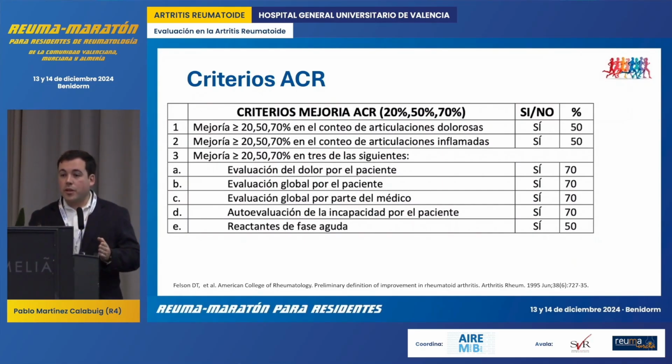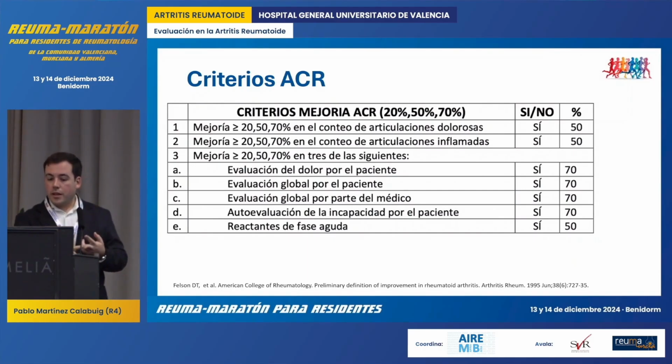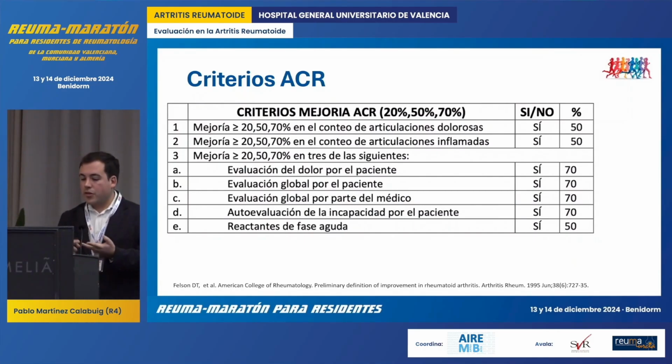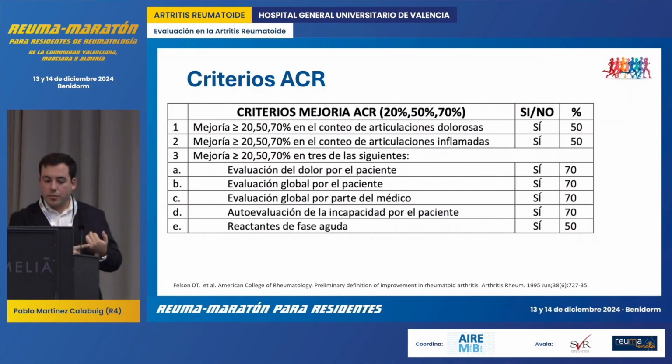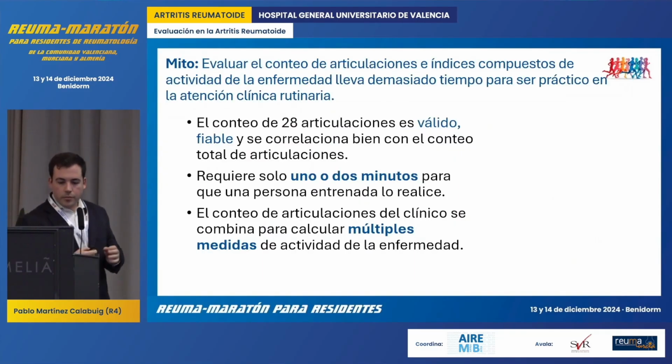What it tells us is whether there is an improvement of 20%, 50%, or 70%, including the count of tender or swollen joints, plus 3 of the following: the patient's global VAS, pain VAS, physician's VAS, the patient's self-assessment of disability, and the acute phase reactants. So these are indices that, when we see an ACR50 response, it means there is a 50% improvement.